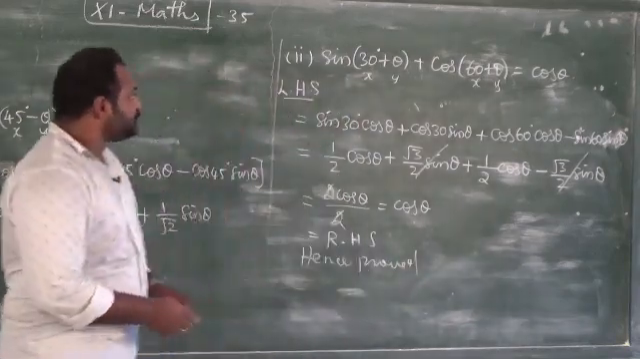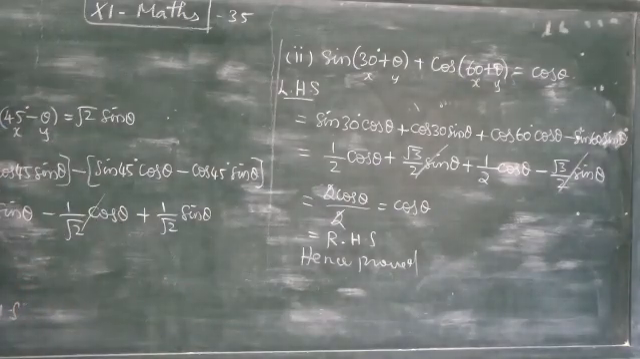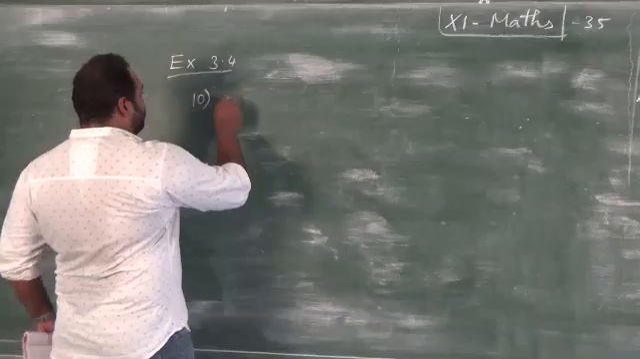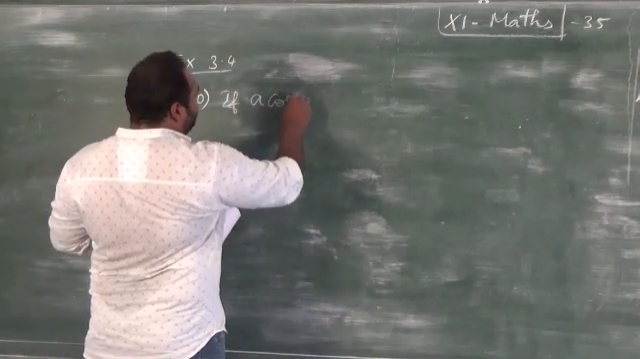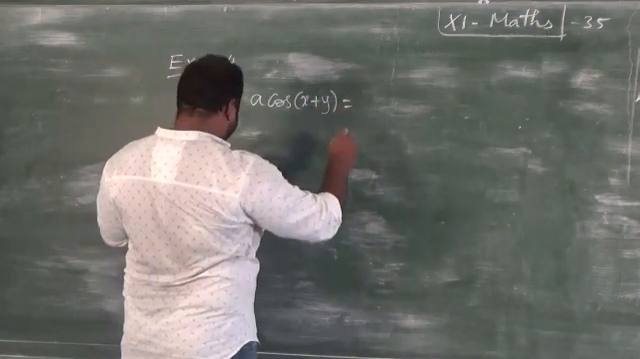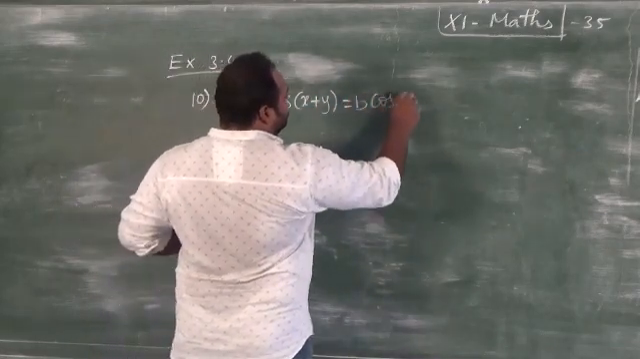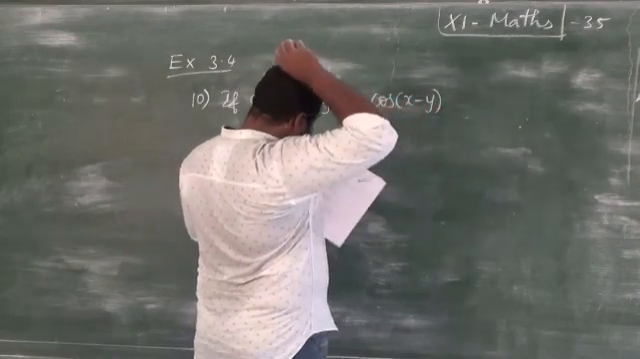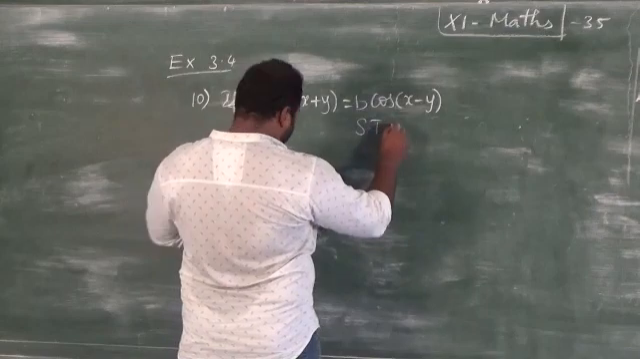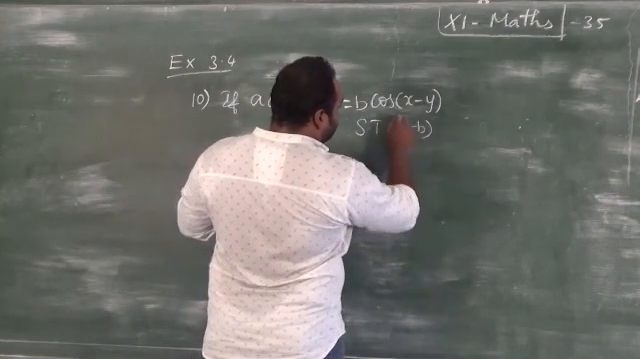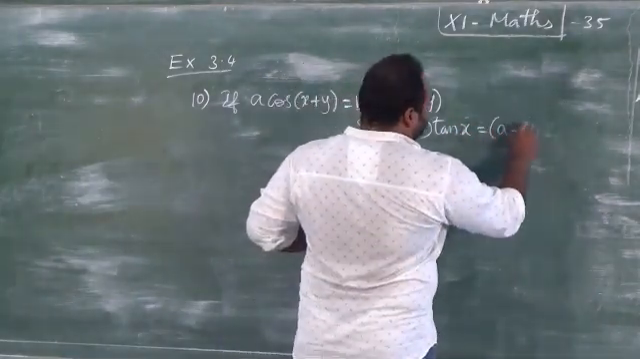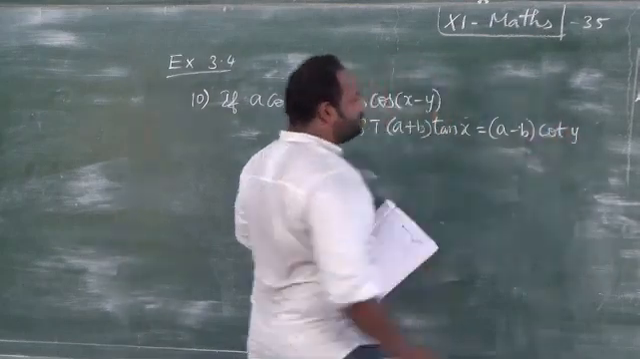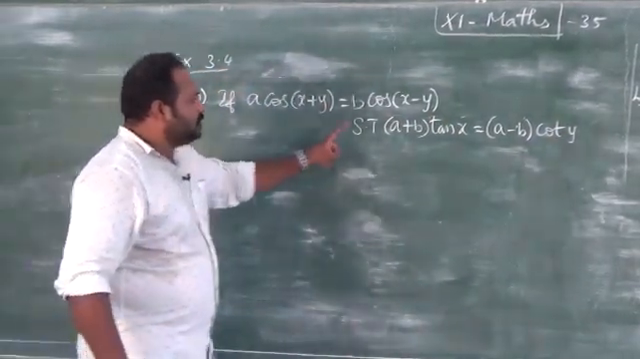Hence proved. So that question is over. Next, problem number 10. If A cos(x + y) = B cos(x − y), show that (A + B) tan x = (A − B) cot y. So using this given, I am going to prove this answer.